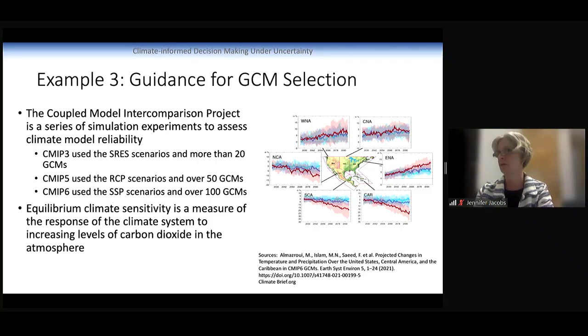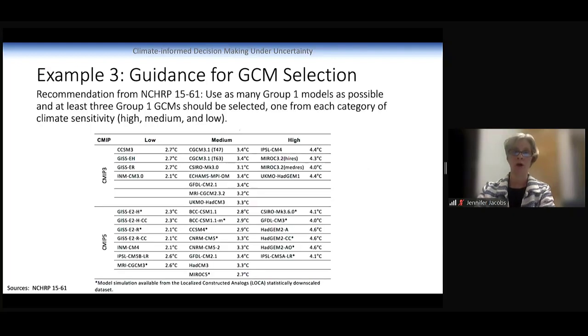Because I can tell you, they're not going to use 50 models. So the same NCHRP 1561 guide took all of the CMIP 3 and CMIP 5 models and organized them into groups. Group one was tried and true. Group two would be modifications to existing models that may or may not play out. And group three was new kids on the block, or people trying something radically new. And the recommendation was use group one models and make certain that you get a range of equilibrium sensitivity. So get low, medium, and high. If you're going to only pick three, pick one from each of those.